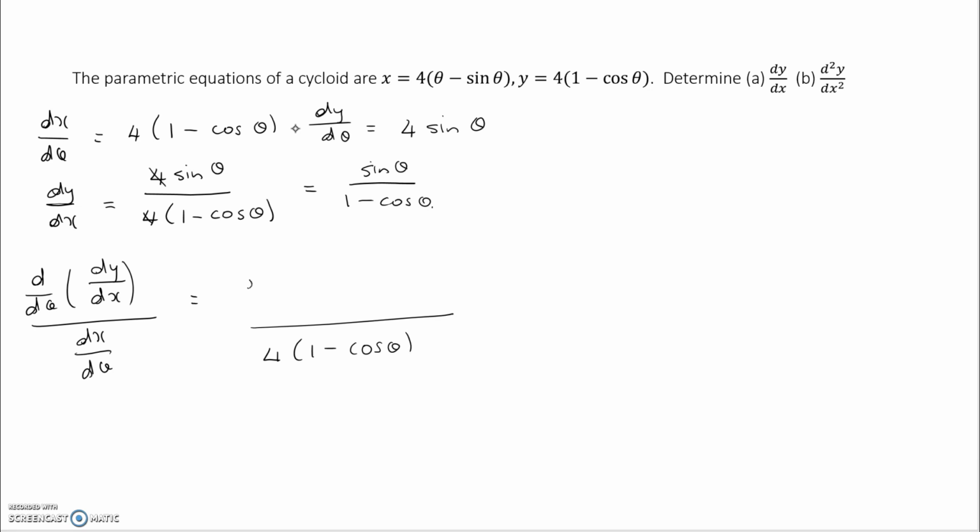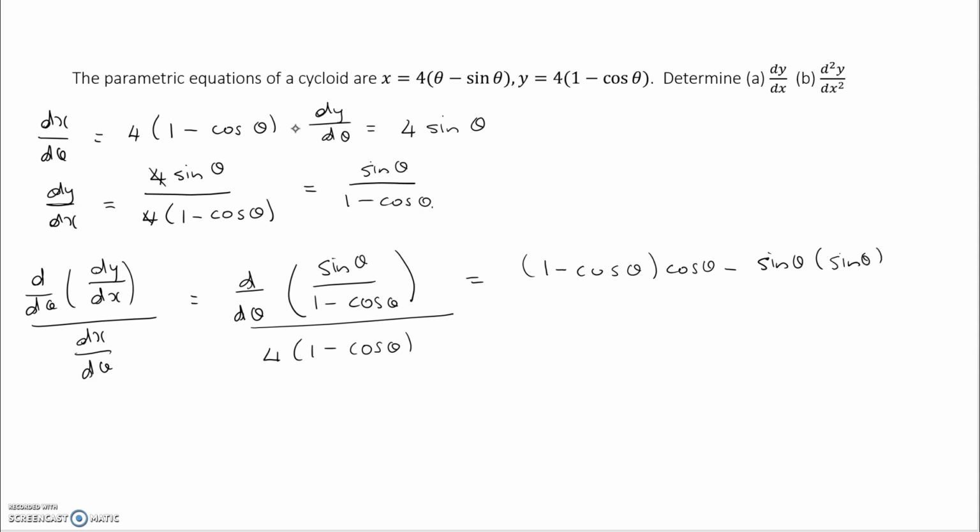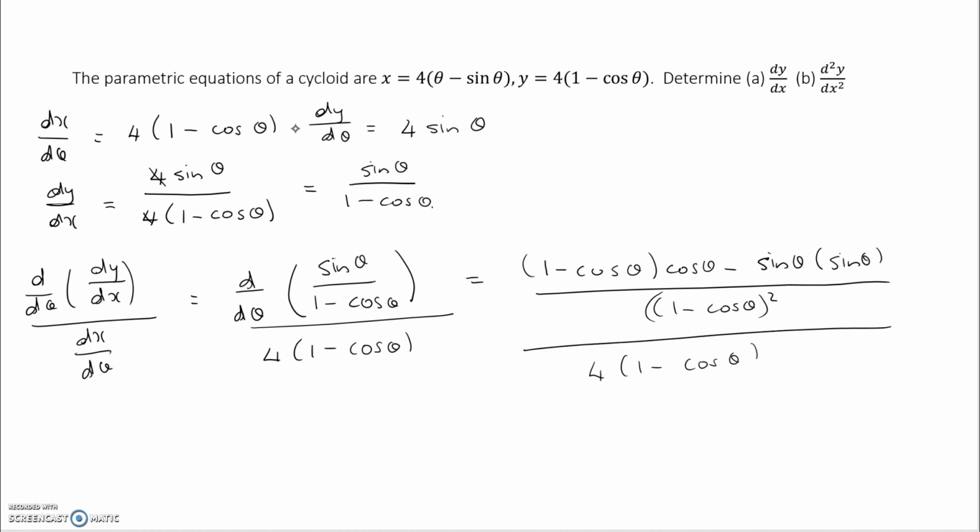Now we have to find the derivative of what we've just found, and we would need to use the quotient rule for that on the top line, being careful, times cos theta minus the top times the derivative of the bottom, all over the bottom squared. This is just the top line I'm doing, and that's got to be over 4 times 1 minus cos theta.